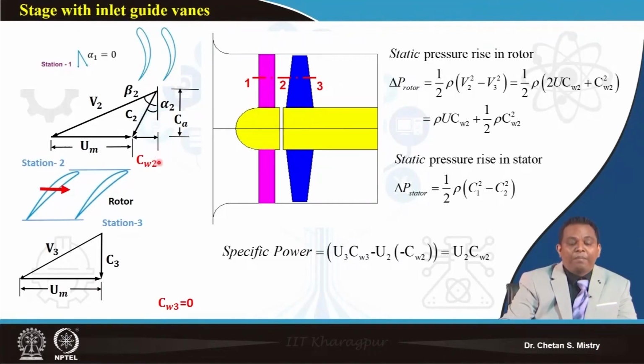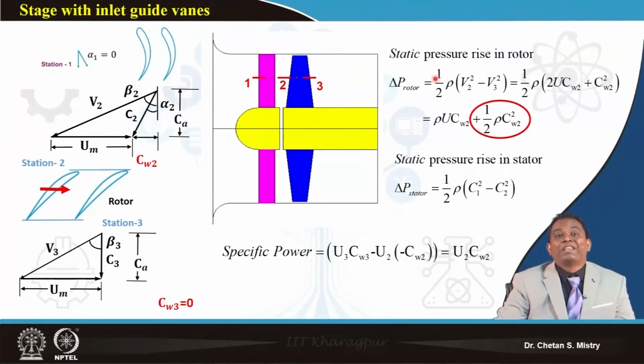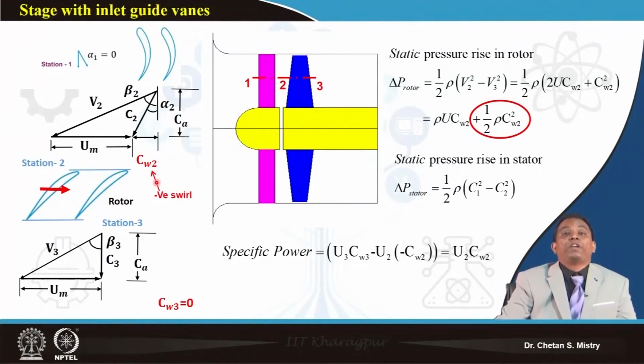And here, if you look, I am having my whirl component. If I write my equation for the static pressure rise, this is what is getting added up: 1/2 rho CW2 squared. The reason is that this is a negative swirl we are providing by incorporating the inlet guide vane. So this is also one kind of configuration that is possible, in which my rotor has an upstream inlet guide vane.